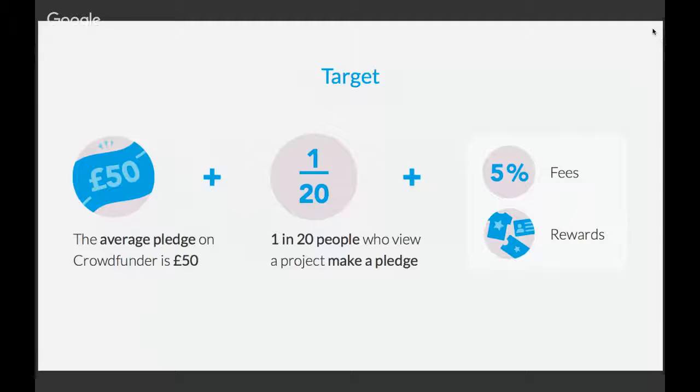And don't forget as well, of course, to factor in the cost that you're going to incur on delivering those rewards, and think about delivery if you are going to be posting rewards.